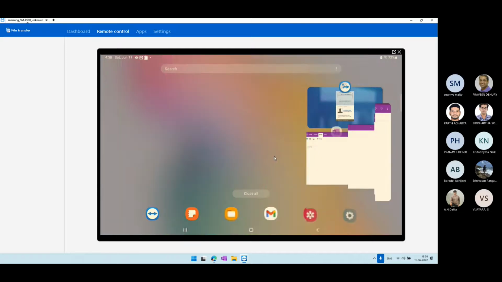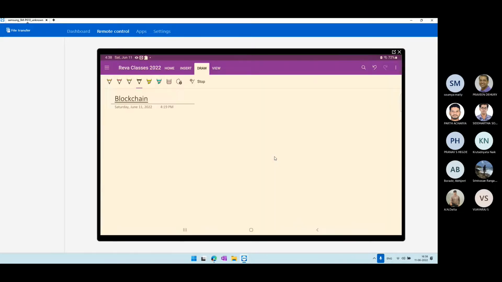Okay, you can see my screen. You guys can see my screen, right?